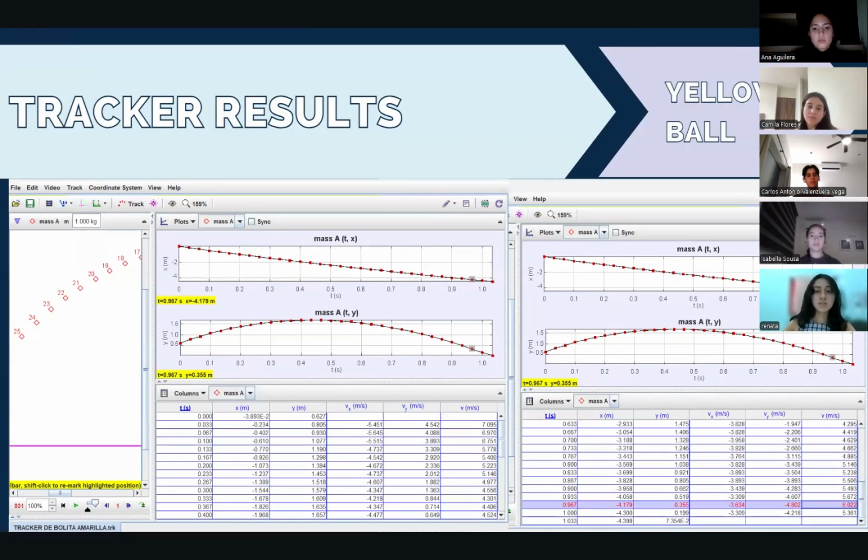So the first thing we did to start the modeling of our trajectory was to put the videos on a tracker, which gave us these initial values depending on the time of velocity and displacement.